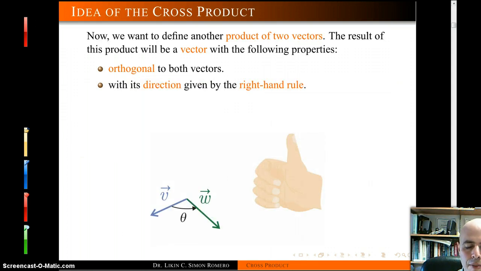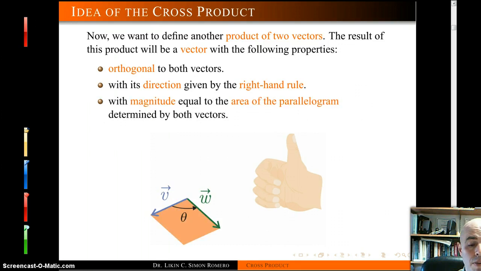The direction is given by the right-hand rule, so it has to be orthogonal to V and W, and it's going to be pointing following the right-hand rule that we have seen before, and the magnitude is going to be equal to the area of the parallelogram determined by both vectors. So it's going to point in the direction of the thumb of the right hand, and its length is going to be the area of the parallelogram. So geometrically, this is what we have.